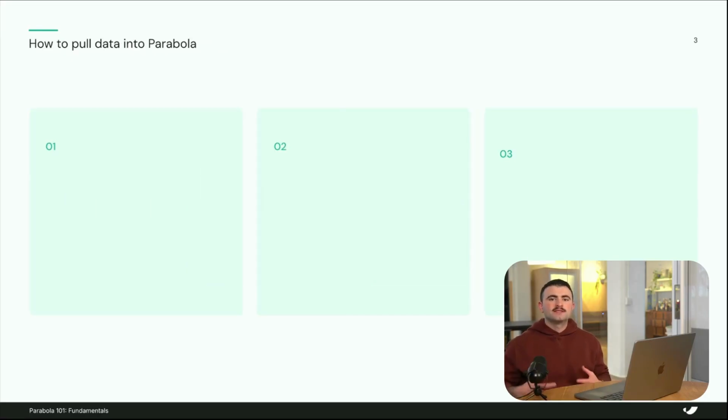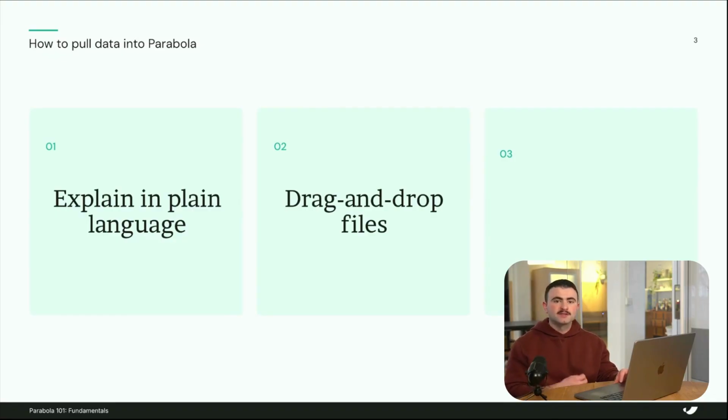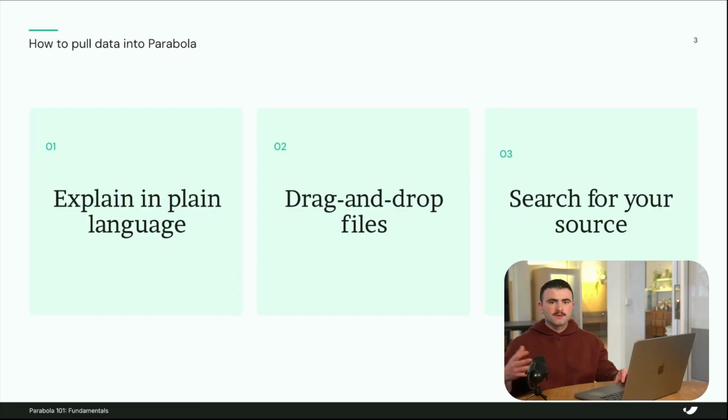There are 3 main ways to actually get your first step on the canvas to start pulling data in Parabola. First, you can explain in plain language where you'd like to actually pull your data from. Second, you can drag and drop files directly onto the canvas. Or finally, you can just search in the search bar for your data source. Let's look at a quick example of each of the 3 different methods.